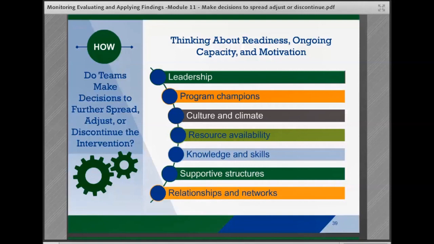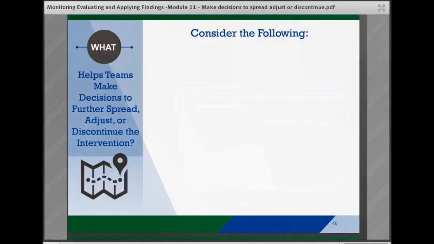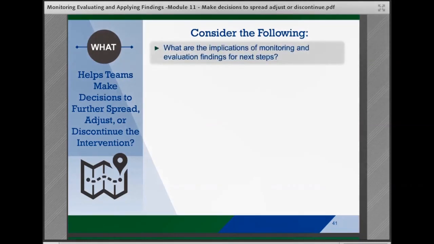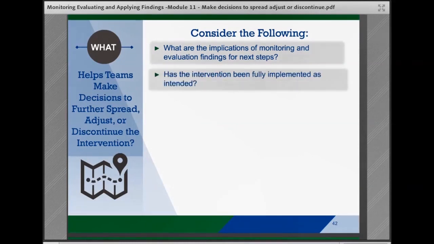Motivation issues relate to whether agency staff see the intervention as a priority, consider it compatible with their values and practices, perceive it as advantageous to other alternatives, and find it manageable to implement. Teams should consider key questions when making decisions about whether to further spread, adjust, or discontinue an intervention. What are the implications of monitoring and evaluation findings for next steps?